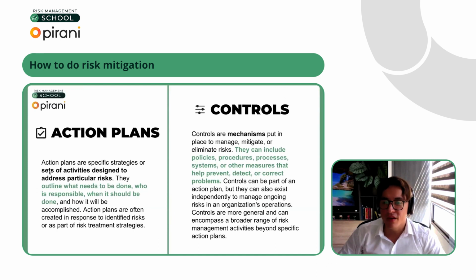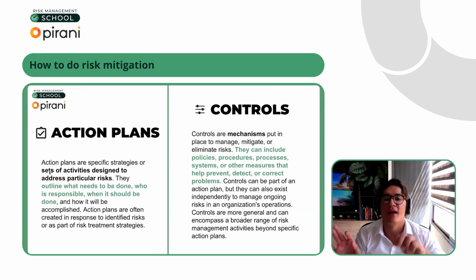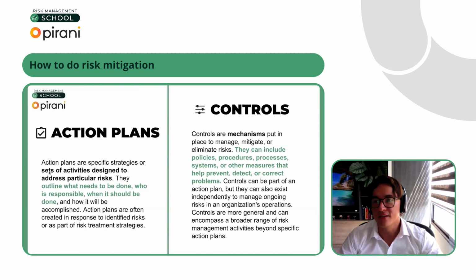So we definitely need this comparative. Remember, these are the two main strategies to mitigate risk: controls on one hand and action plans on the other hand. It's not a single recipe. It's not one by one. Remember that.